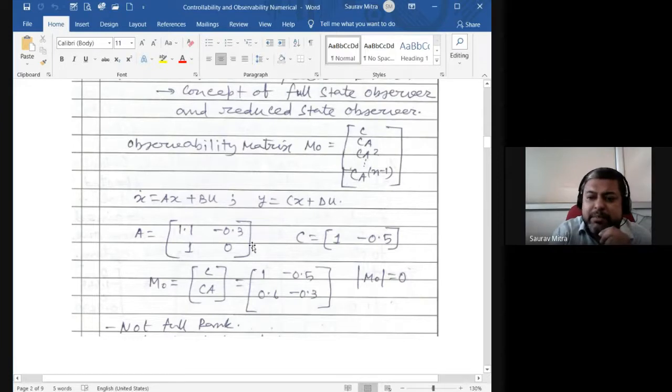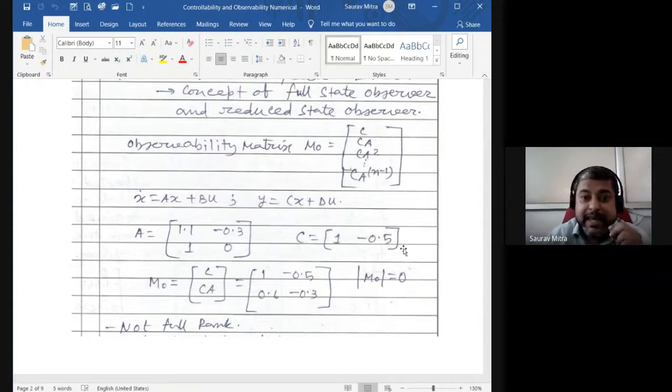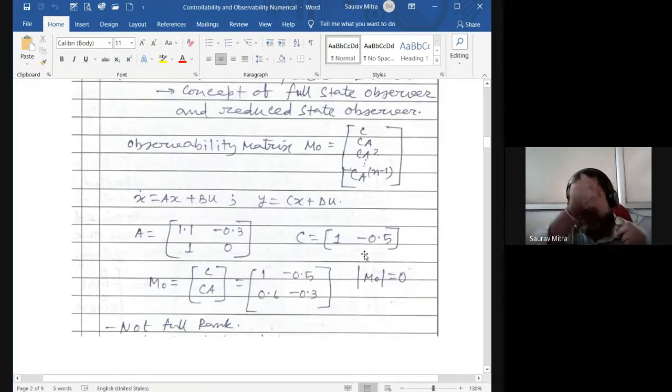I have given you an example for a second order system. A is 1.1, 0.3, negative 1, 0, and the C matrix is 1 and minus 0.5. To find the observability matrix, you need two state variable model components: one is A, another is C. C is generally a row matrix, and the B matrix is generally a column matrix.